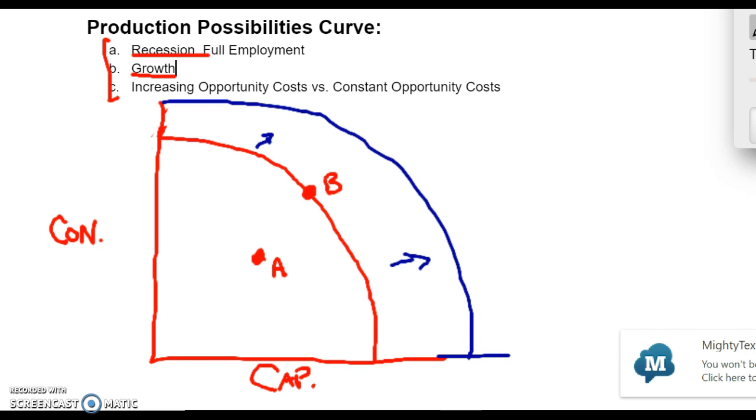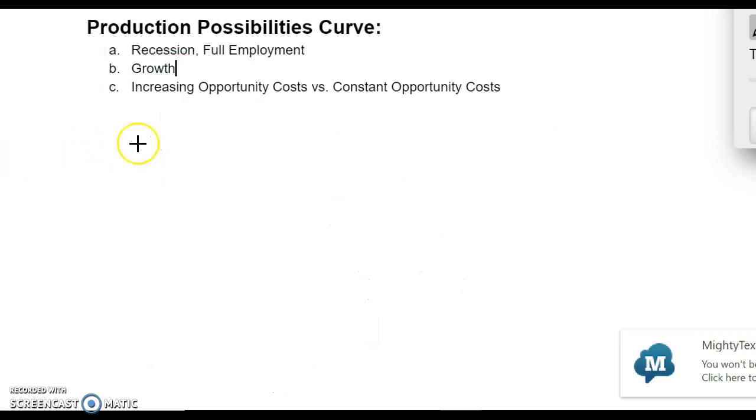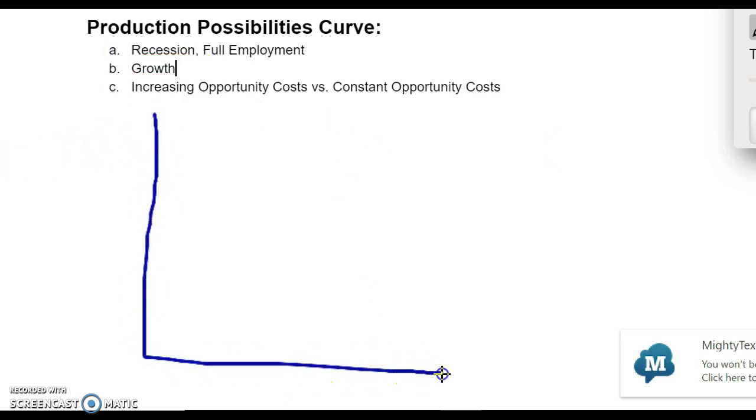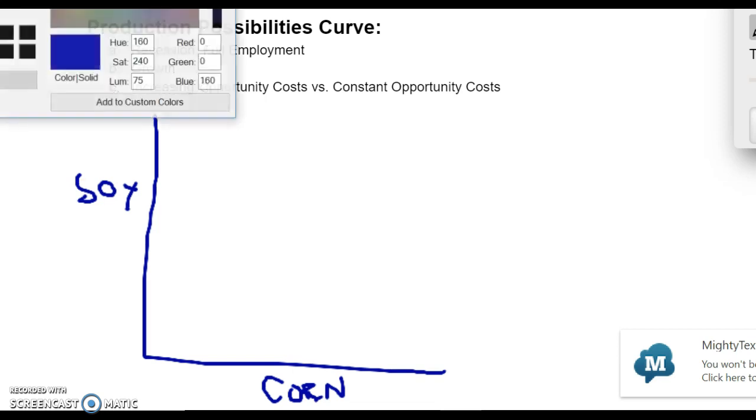But what about constant opportunity cost? Let me show that to you. Constant opportunity cost is going to have two goods that are similarly related. So I'm going to have soybeans here and corn. And what I mean by similar is they use the same resources. So for corn and soybeans, I need a farmer, I need land, I need a tractor, right? But it's pretty similar for the two types of goods that are being produced.